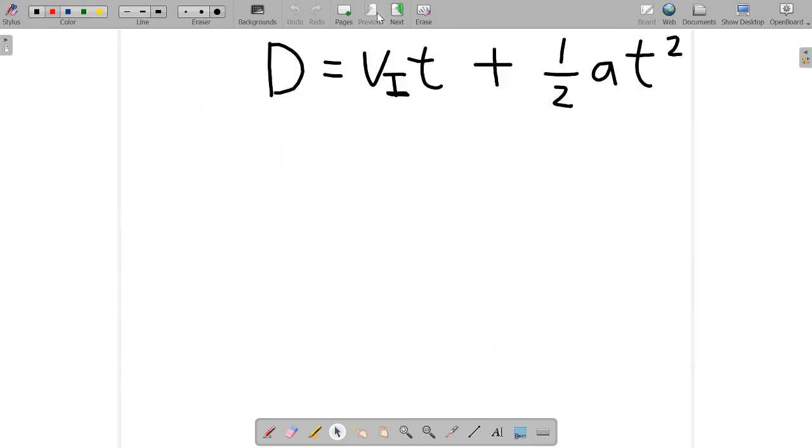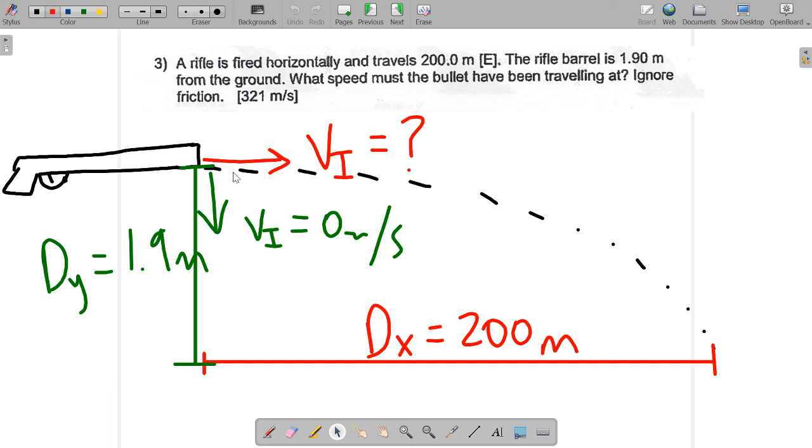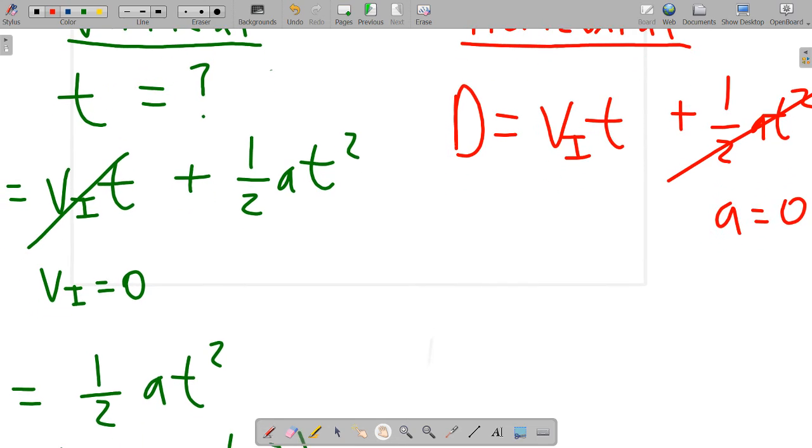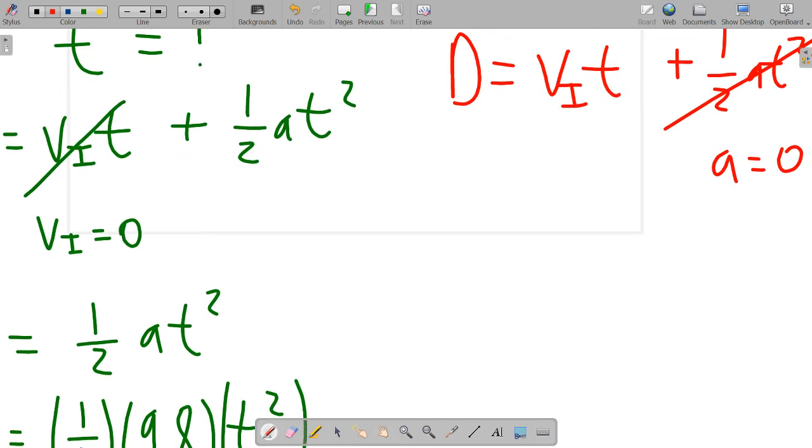Well, remember here that there are no forces acting in the x direction. So if there's no forces acting in the x direction, the acceleration must be 0. The object's moving at a constant velocity. So if I plug in an acceleration of 0 into this equation, this part of the equation goes away because 0 times some number is just 0. And of course, this equation just reduces to displacement is equal to initial velocity times time.